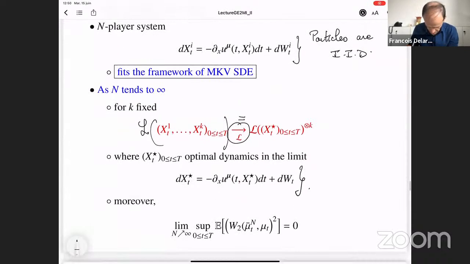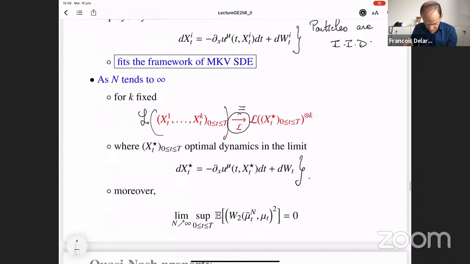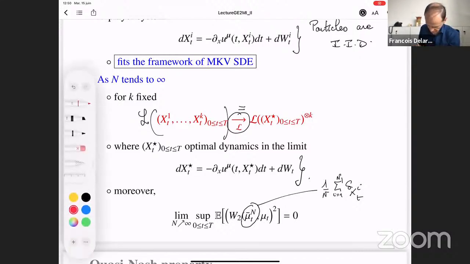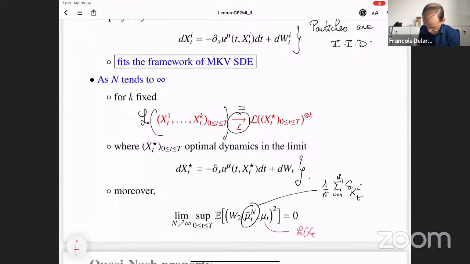Well, that's the point. And now, since you have this, what you can prove is that the empirical measure, which you have at the bottom of the slide, so this is the empirical measure as we saw yesterday, since the particles are IID, the empirical measure is going to converge to the theoretical measure. And the theoretical measure, mu_t, is exactly the law of X_t star, which is the law mu_t of my mean field game. This is the same.